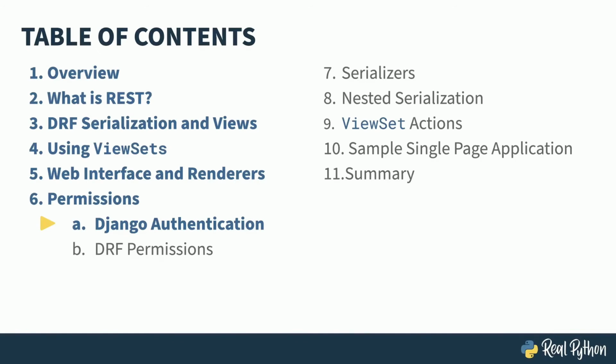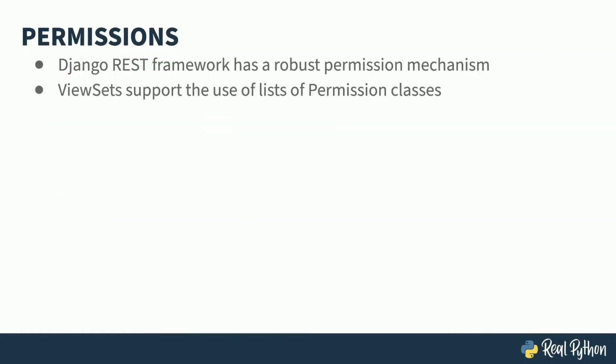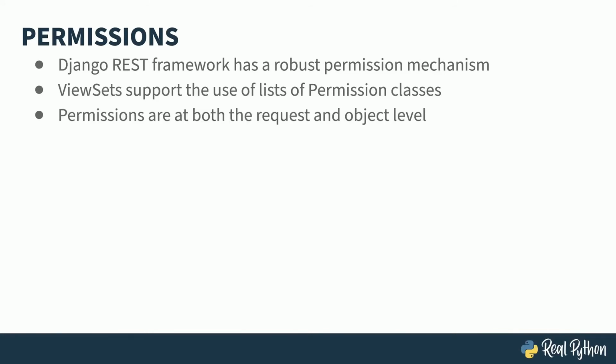In the previous lesson, I showed you the DRF web interface and renderers. In this and the next lesson, I'm going to be talking about the DRF permissions. The Django REST framework has a robust permission mechanism. The most common usage of it is tied to your view sets. You can specify permissions at both the request level and at the object level. An example of request would be whether or not you're logged in. An example of the object is whether or not you are able to look at or change that particular object.